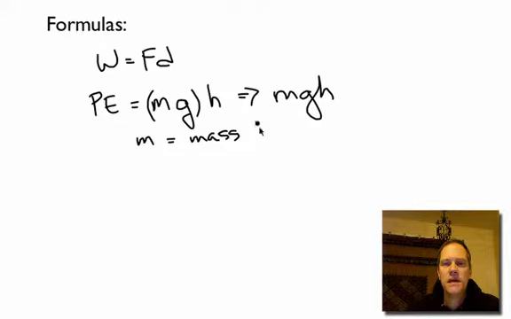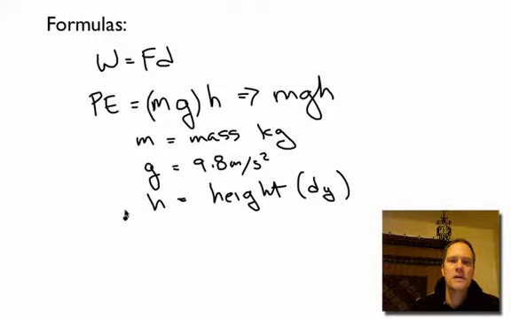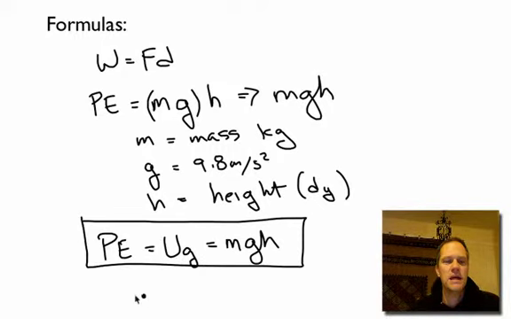That needs to be, again, in our base unit of kilograms. Gravity is 9.8 here on Earth, again, meters per second squared. And h is height, which is d, distance in the y direction. So that's our formula, that potential energy, or potential energy due to gravity in some books, is mgh. So we're going to hold on to that. Let's see if we can apply that now.